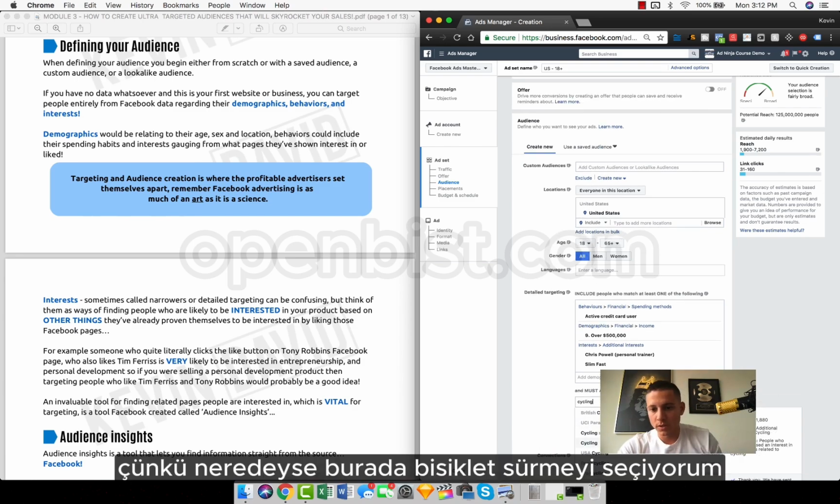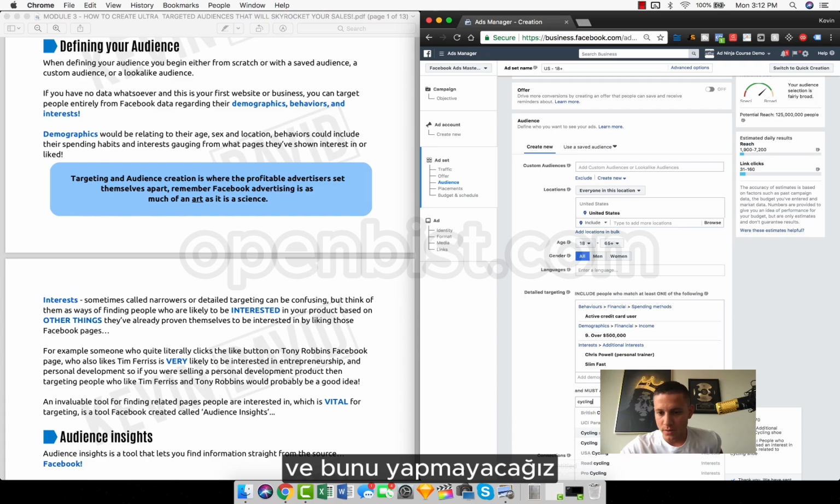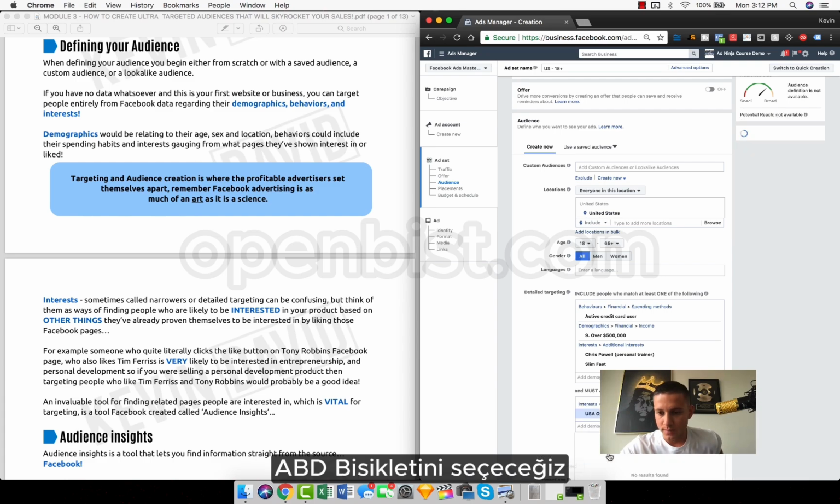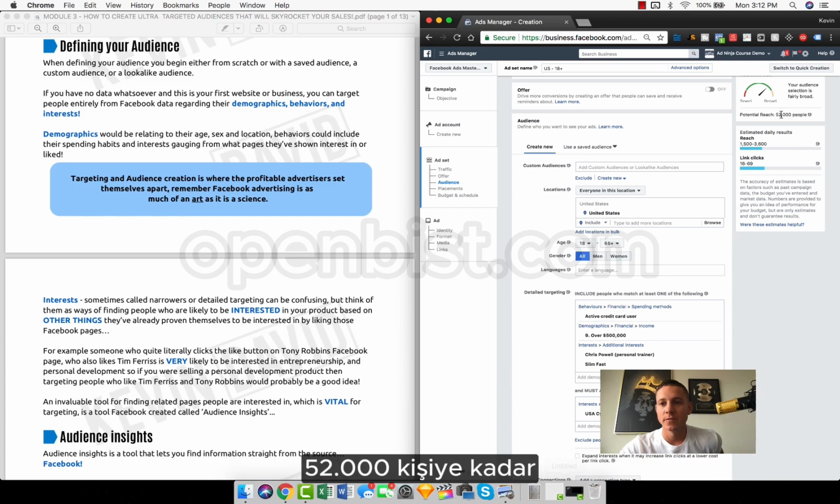Right, because I almost chose cycling here, but cycling is, you guessed it, algorithmically based, and we're not going to do that one. We're going to choose USA Cycling. So that brings it all the way from 125 million down to 52,000 people.